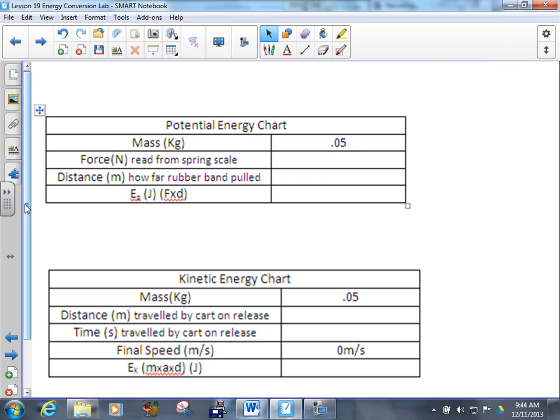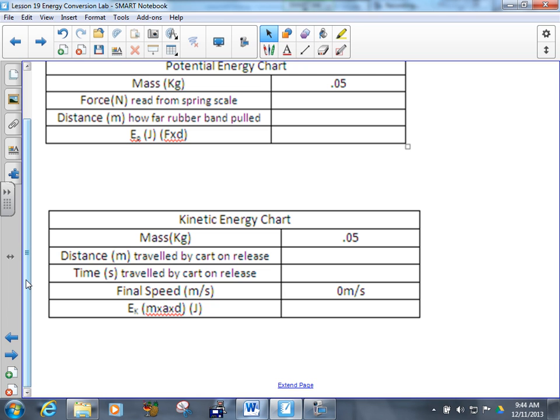For your kinetic energy chart, you're going to have the mass of your cart in kilograms, the distance traveled by the cart on release. You might have 4 of those, or you might just put in the average. Time traveled by the cart on release. You have 4 values for that. Give me the average.